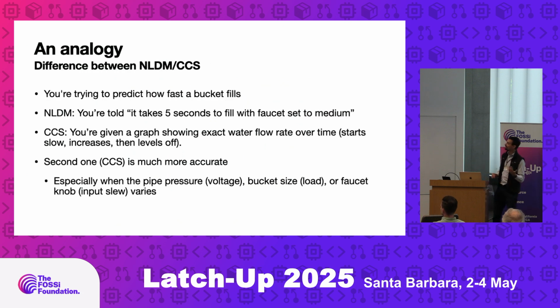The analogy that I like to use between NLDM and CCS is you're trying to predict how fast a bucket is filling up. NLDM is like, it takes 5 seconds when you set the faucet to medium. So you don't have as much granularity into what it is. And then CCS is like, here's the flow rate when you turn the faucet, and it shows you that. The second is obviously going to be much more accurate, especially when you have variations in the pipe pressure, the bucket size, or the faucet knob.